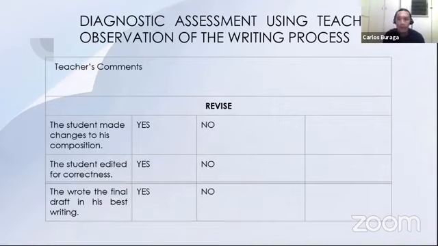So the answers to this, the teacher will be the one to answer this, okay? Because this is based on his observation of the child during the writing process. So using this tool, we can identify what the writing difficulties are, and which stages of writing are problematic or challenging for the children through observation.